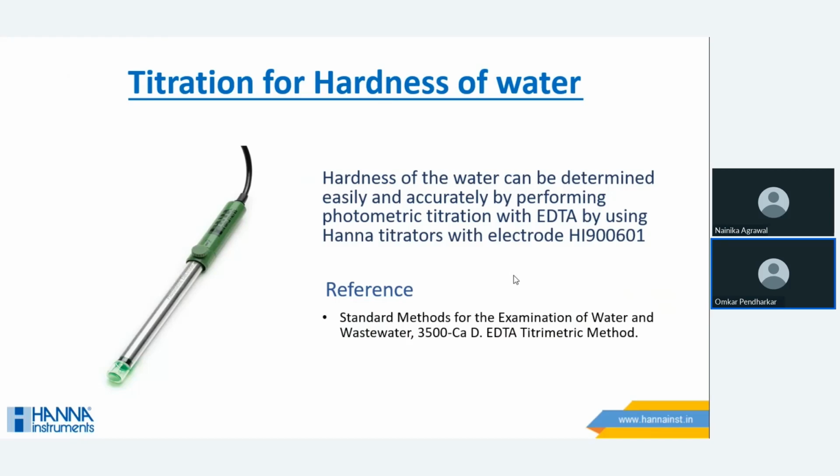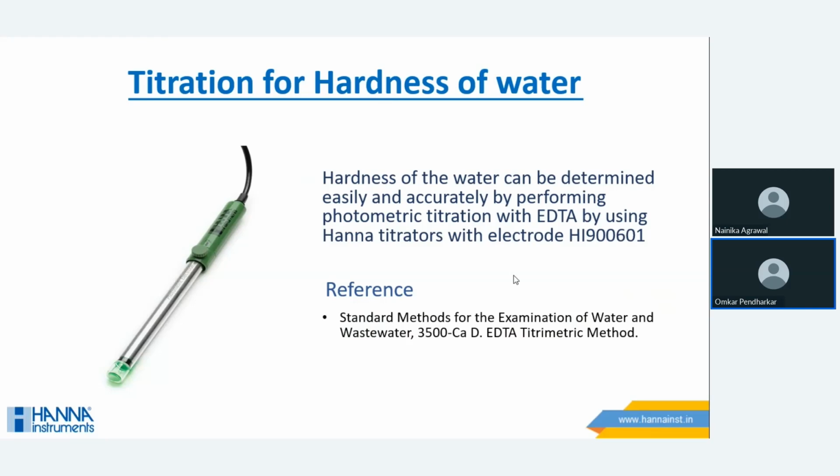So we will see first the titration for hardness of water. There are titrimetric methods available for the direct determination of hardness of water by using photometric electrode as well as some ion selective electrodes. So hardness of the water can be determined easily and accurately by performing the photometric titration with EDTA solution by using Hanna Titrators with the photometric electrode HI90060. So Hanna titrators can provide direct method for the determination of the hardness of water.